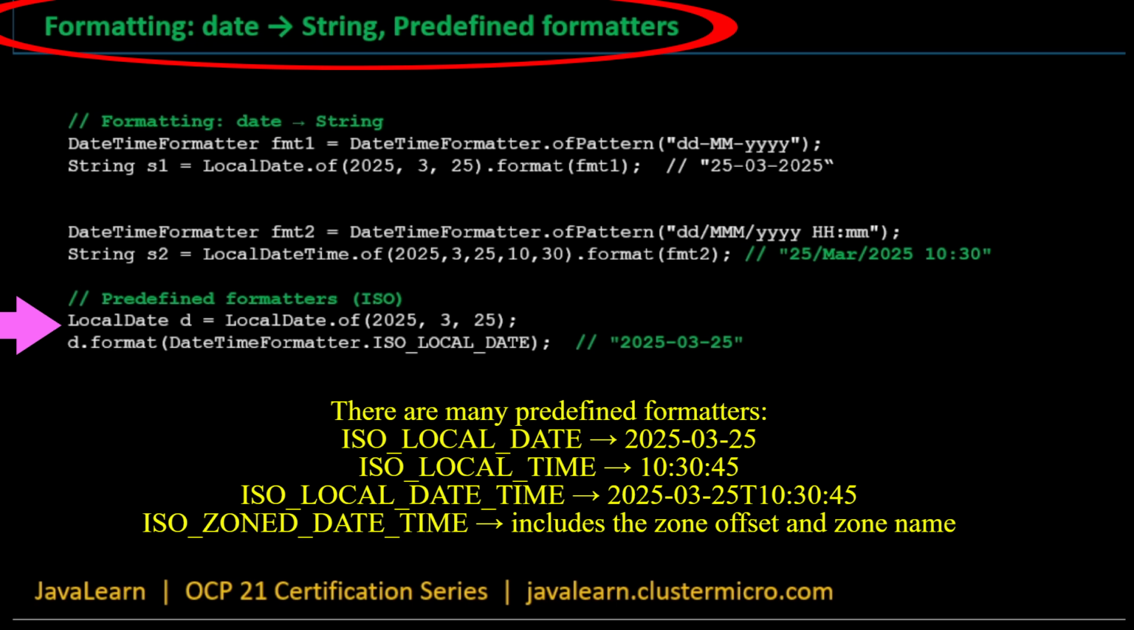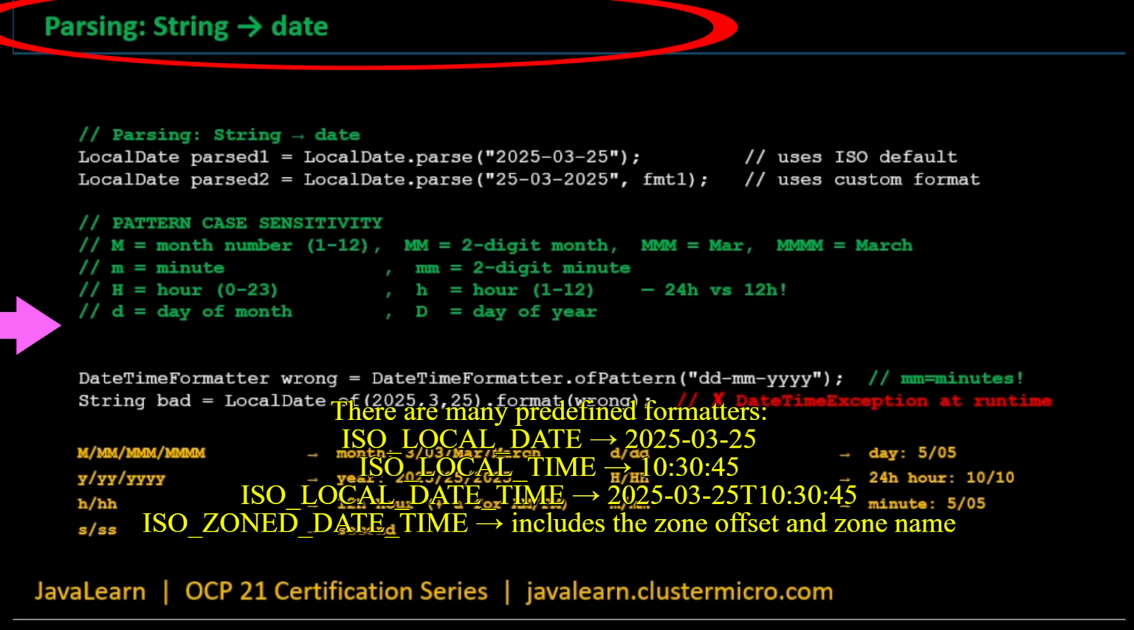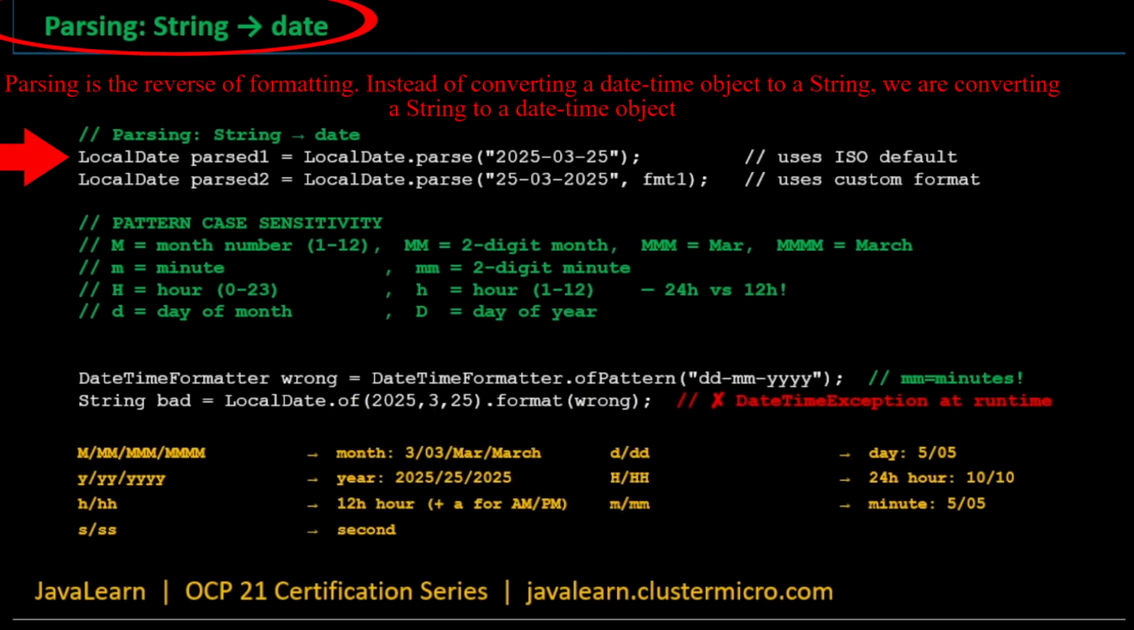Know that LocalDate.parse of 2025-03-25 with no formatter argument uses this ISO format by default. We will see this in the parsing section in the next slide. So parsing is the reverse of formatting. Instead of converting a datetime object to a string, we are converting a string to a datetime object. The same pattern that we used for formatting is used for parsing. The pattern tells Java how to interpret the characters in the string.